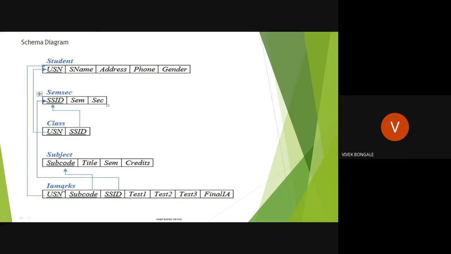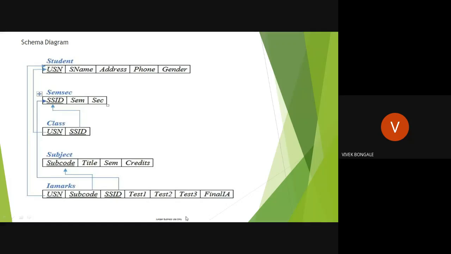Next, we're going to assign the value to the subject table. So for subject code values, we're going to assign titles and credits. Next, last, IA marks table. So for IA marks, we already assigned the value to the USN value. This value we can give here. This value we can give here. And SSID value we can assign here. And test 1, test 2, test 3.